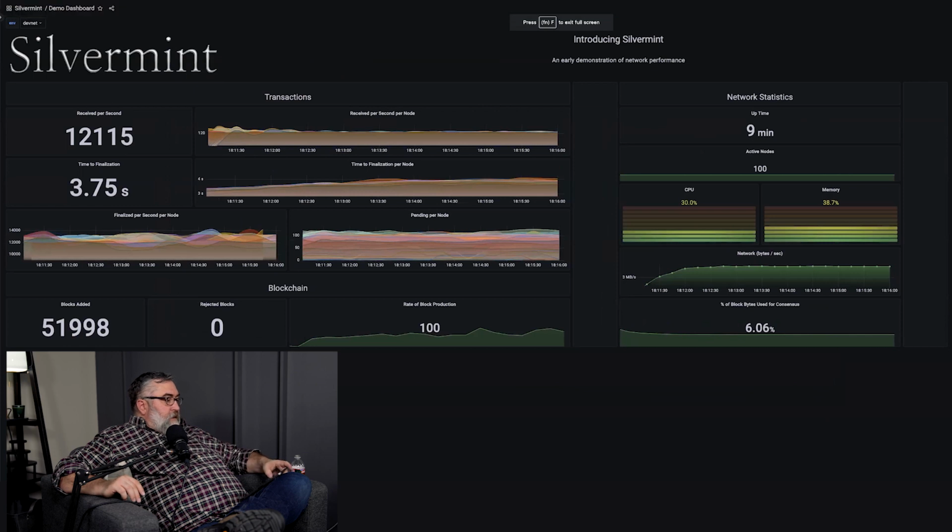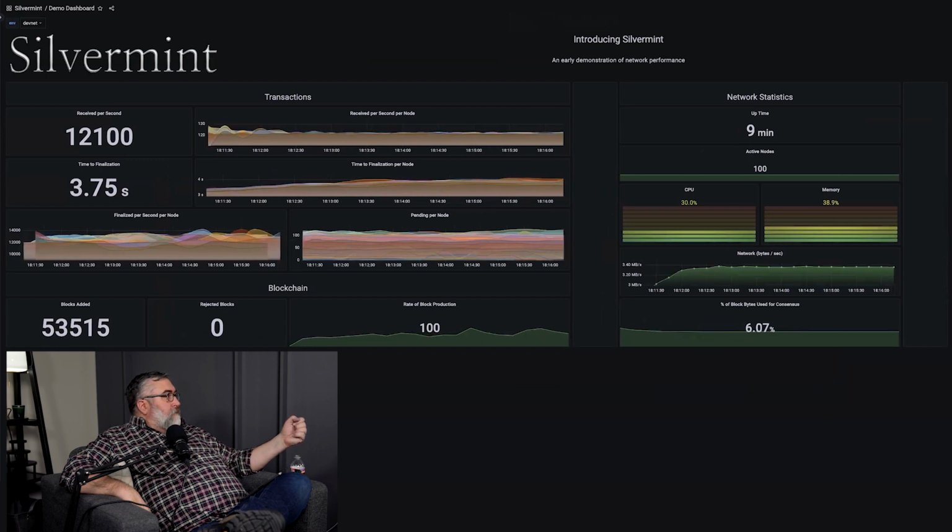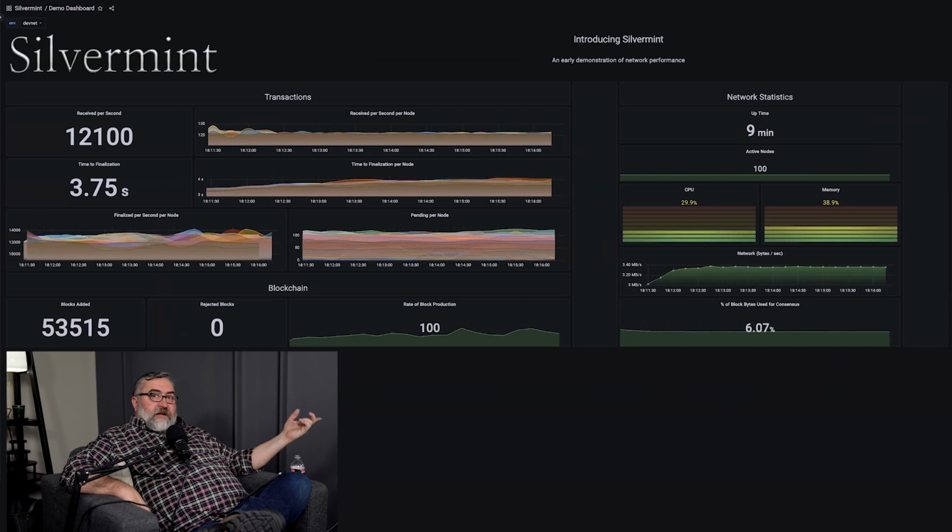I'm going to just talk through what you guys are seeing here on the console and give you a sense for what some of these different numbers mean. Obviously, in the top left-hand corner here, you see 12,100, which is the transactions being received every second.